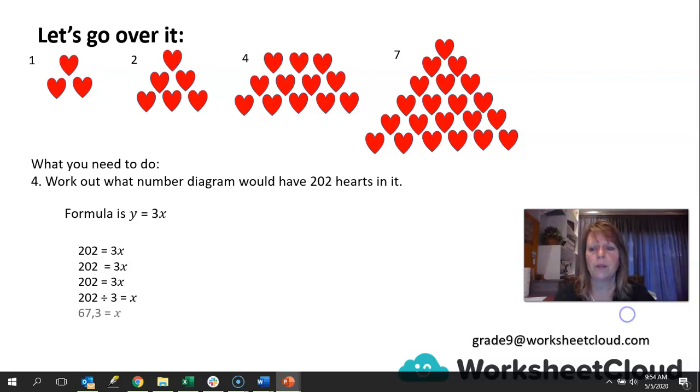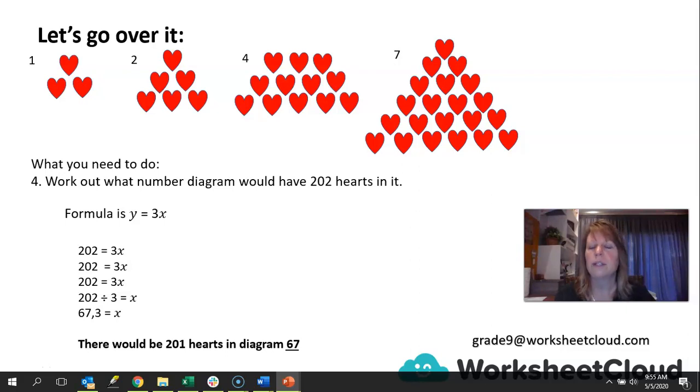202 divided by 3 would give us 67,3. Now we're trying to work out the number of diagrams. So we're going to have hearts left over, and that's why I said we're not going to have diagram number 67,3. It would then be in diagram 67, we would actually use 201 hearts, so we would have a heart left over that would probably go into diagram 68.